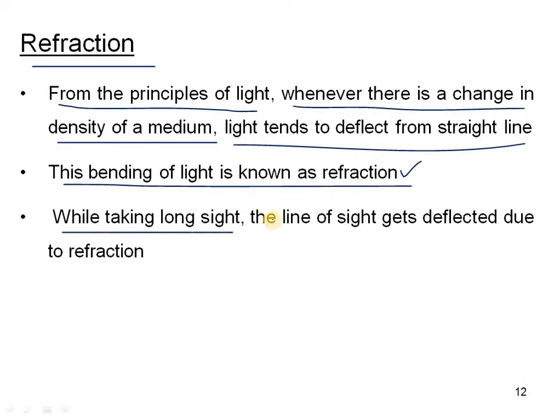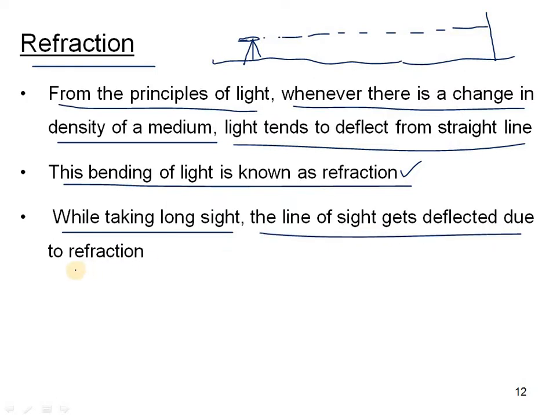While taking a long sight, on a ground level, if you take our instrument staff, which is fixed, the ground level which we are sighting, whatever we are sighting to the object, the line of sight gets deflected due to refraction. Whatever our center line position of the axis which is sighting to the object will get deflected. That means the light tends to change position as it passes through a change in the density of the medium. That is known as refraction.